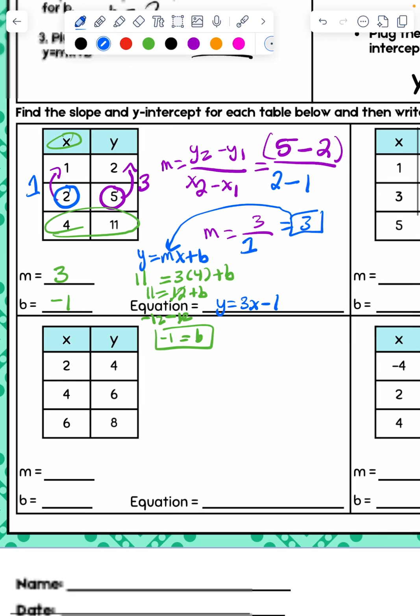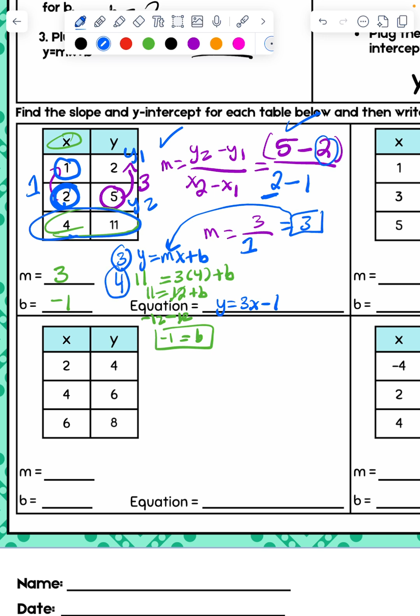Okay, let's try one more. So let's go through the steps. Step 1, write your formula. Step 2, realize your second y-coordinate goes first on top. Your first y-coordinate goes in the second place. 5 minus 2 is 3. Then I have to take my second x-coordinate, that goes first, minus my first x-coordinate. I divide it, I get 3. Then I have to write, for step 3, y equals mx plus b out. And then step 4, I substitute in the coordinate I had right here, 4 for x and 11 for y. And then I solve for b. So I take away from both sides, and I get my y-intercept is negative 1.